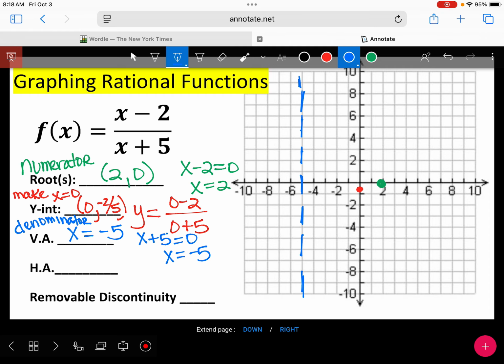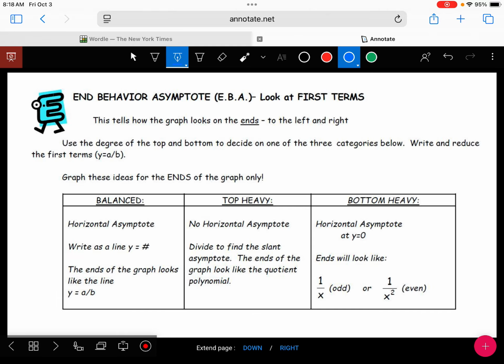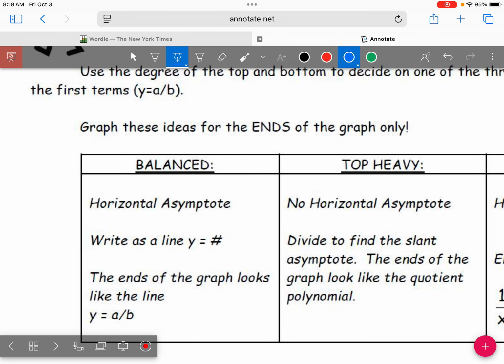Now the horizontal asymptote, that's different. That's tricky, okay? You're going to look at your degree. If your degree, and let me go back. If the degree is the same, so same degree on the top and bottom, we call that balanced. All we're going to do is divide our leading coefficients. We're just going to use our leading coefficient.